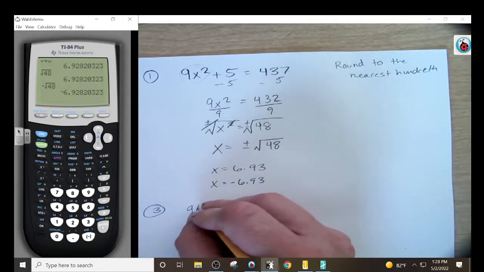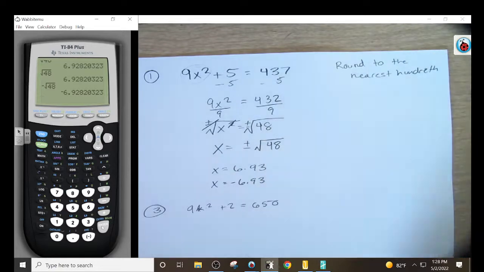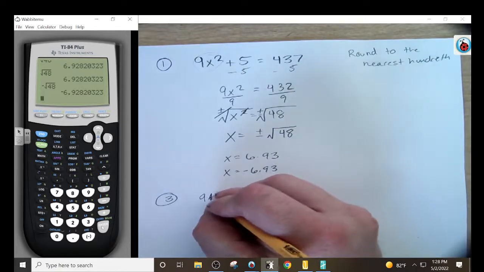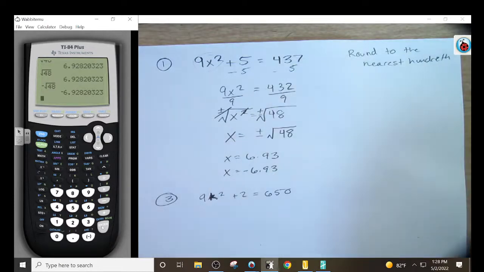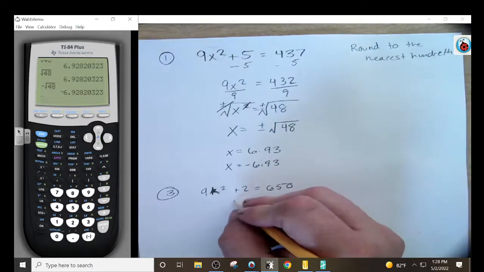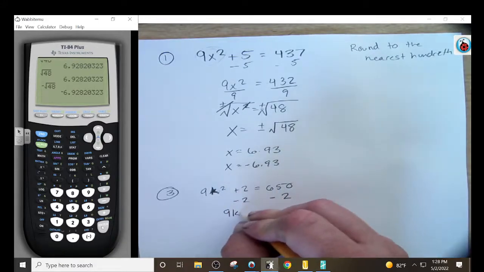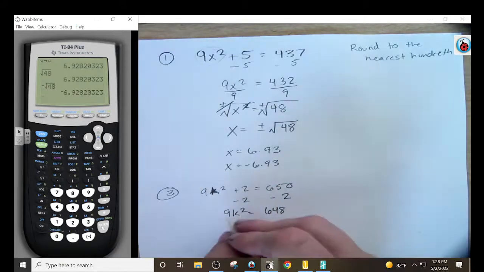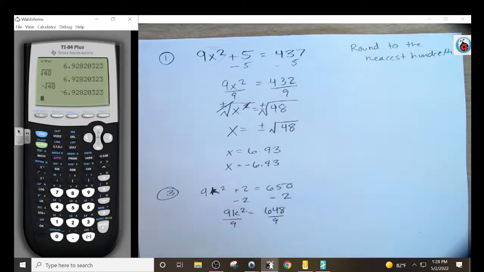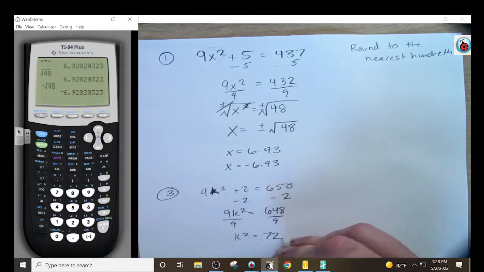So looking at the next one, and guys, I'm gonna kind of go through these not too fast, but because you will have a video to watch, you can stop it as much as you want. So if I subtract 2 from both sides. All right, now I'm going to divide both sides by 9. That's 72, so k squared equals 72.